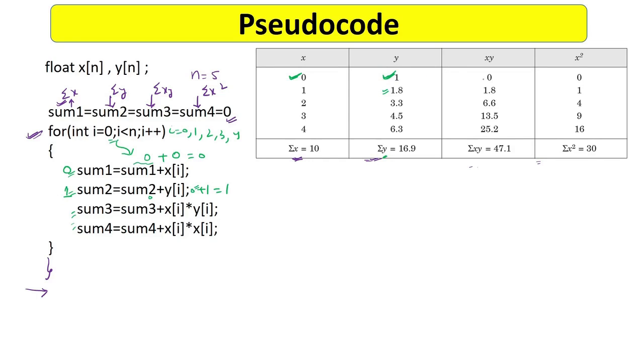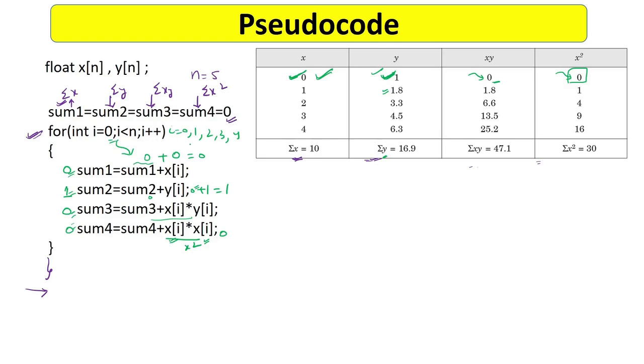In the next step I will be finding this answer, then this answer. You can see sum 3 plus xi into yi. This is the multiplication of x and y values. So x0 into y0 will be 0 into 1, that means 0, so this total will be 0. And in the same way I am finding x square, that means multiplying the x value 2 times, x0 into x0. So it will be 0 for the time being.